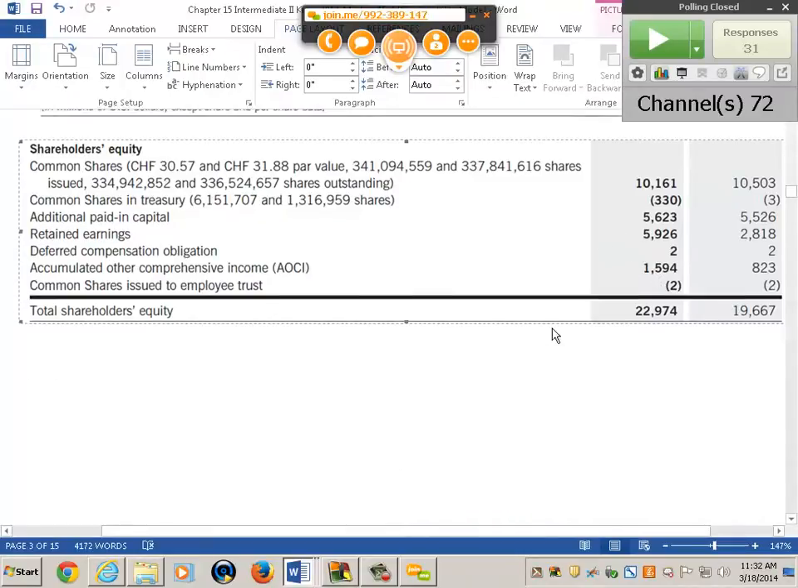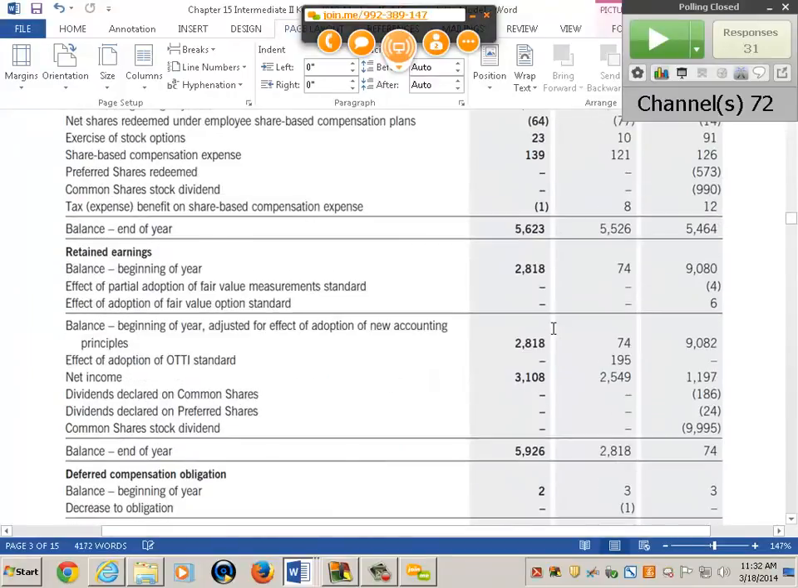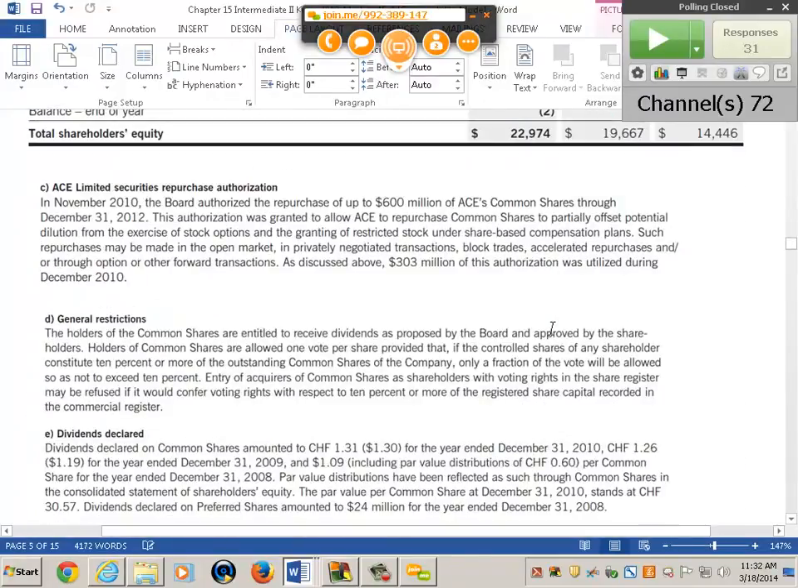Now, other disclosures which are important are on page 5. And these disclosures are recommended by the SEC. They're not required, but they're recommended. And you'll have information about security repurchase plans or buyback plans. You'll also have restrictions on common stockholders and dividends declared.